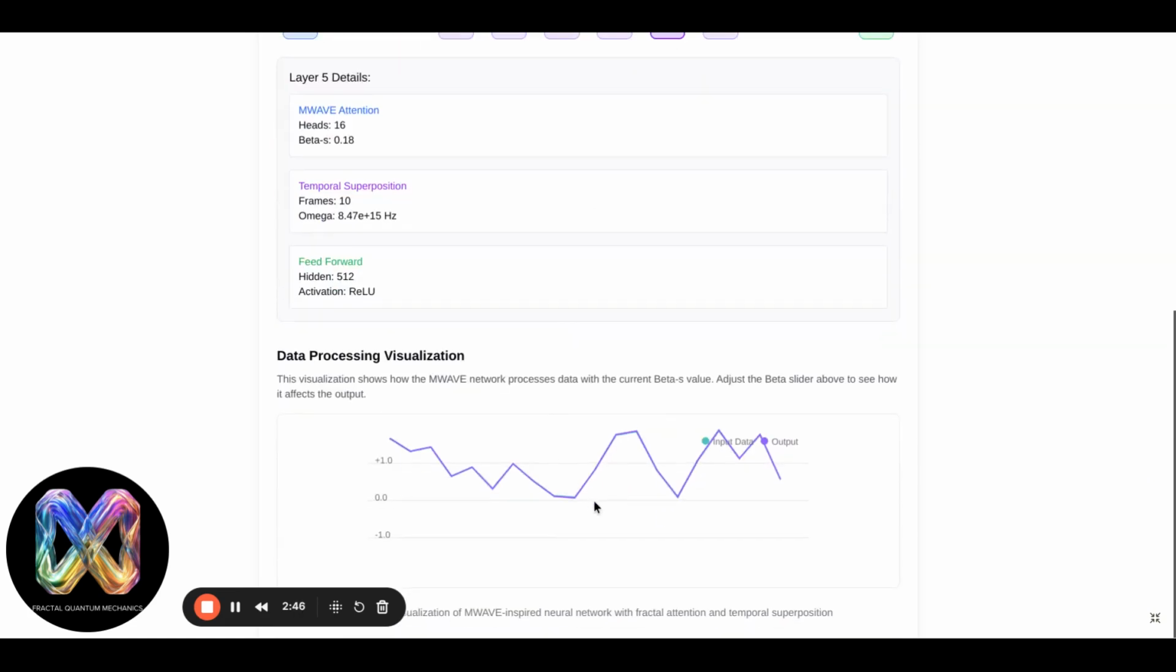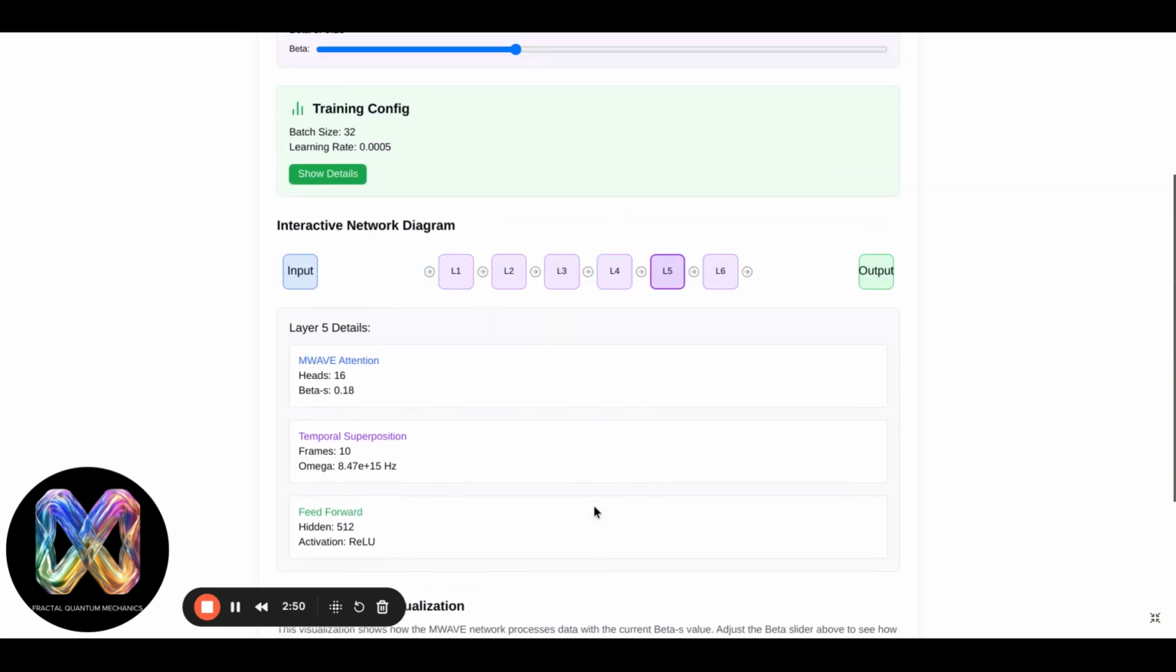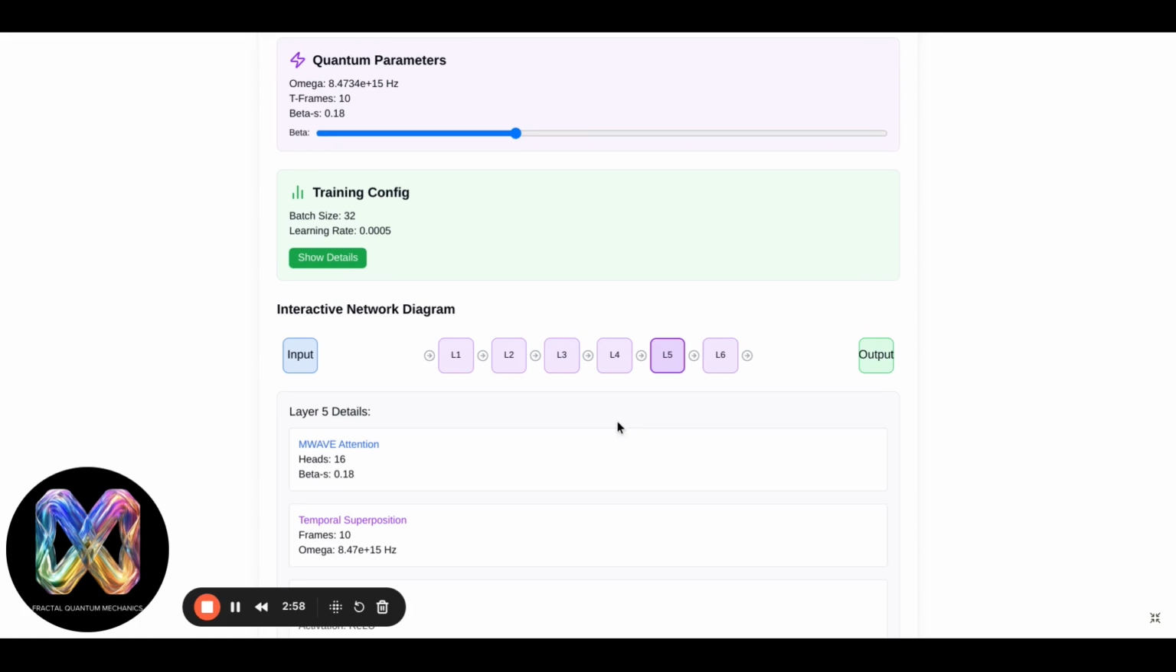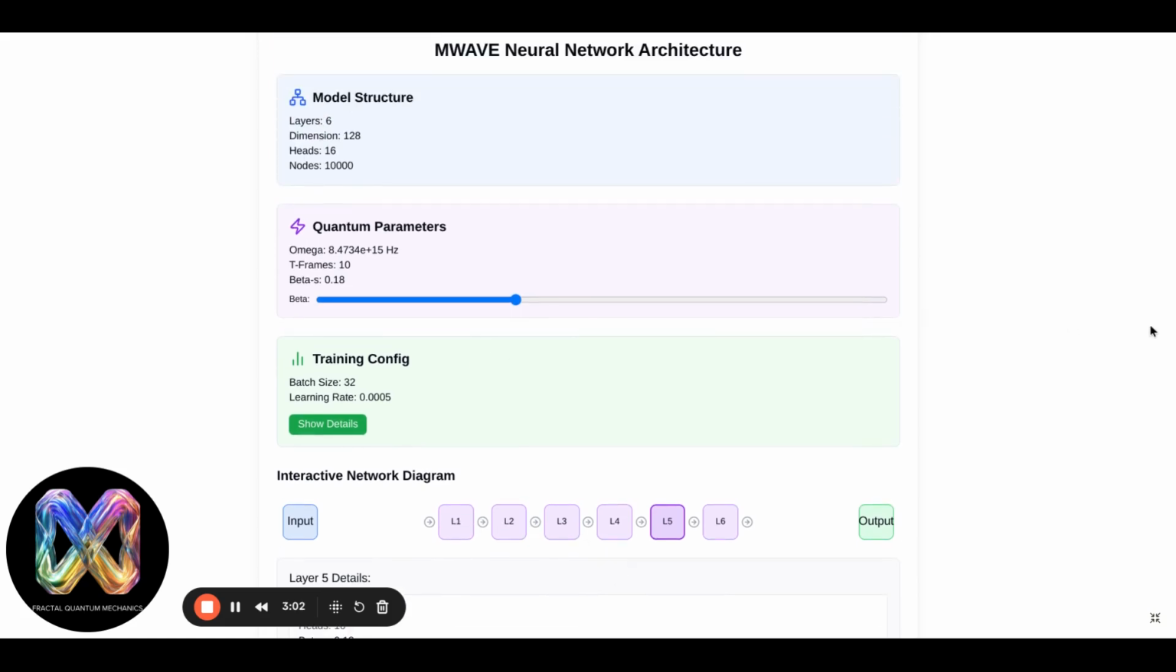And you can see how the model's output changes. The higher beta value amplifies the fractal patterns in the data, while the lower value maintains a more conservative transformation. So that parameter is actually pretty crucial for tuning the model's sensitivity to quantum coherence patterns.